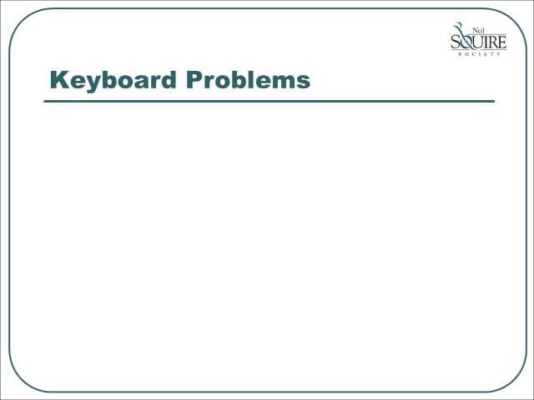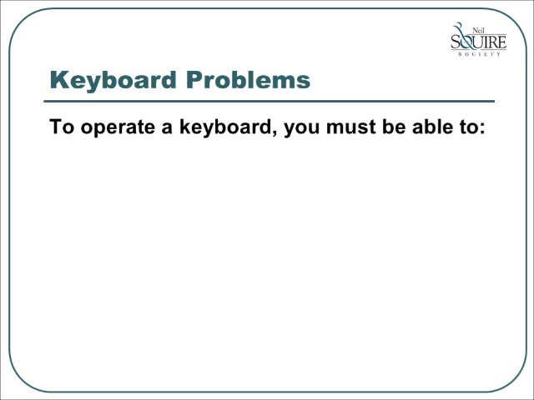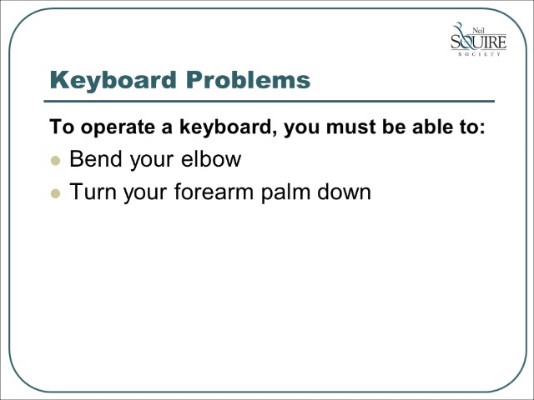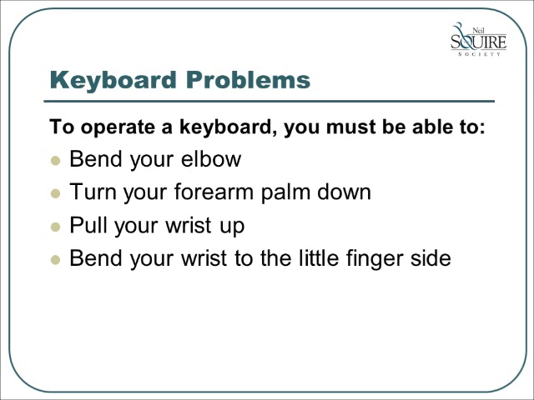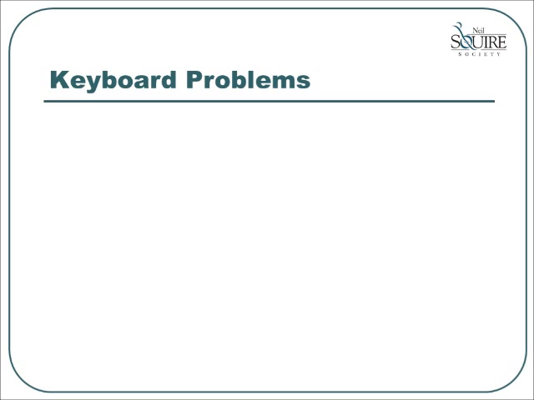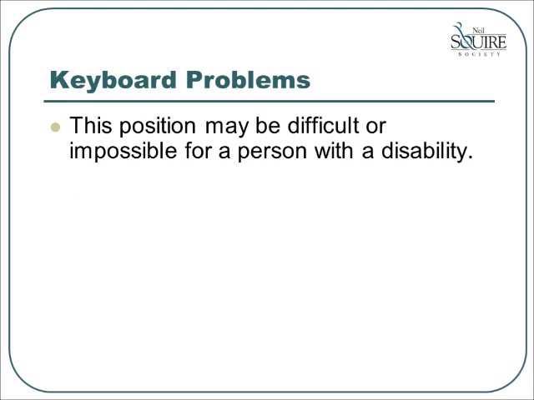Our keyboarding problems arise from the resulting position that is required to operate a keyboard. First, you must be able to bend your elbow. Then you must be able to turn your forearm so that your palm is facing down. Next, you must be able to pull up on your wrist. And finally, you must be able to bend your wrist to the little finger side. This position may be difficult or impossible for a person with a disability.